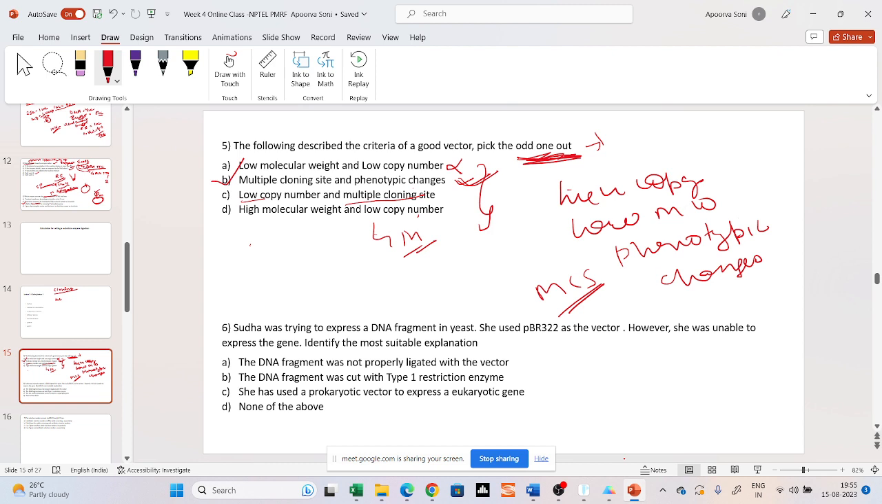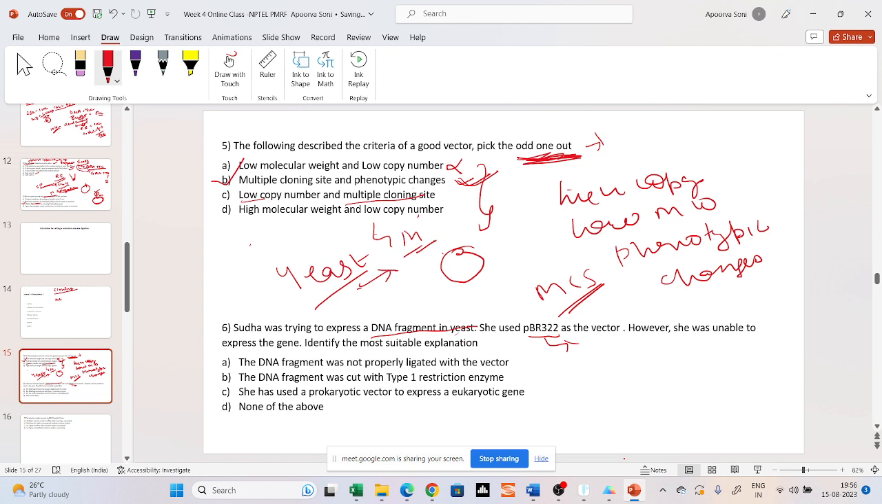She has to clone a DNA fragment in yeast. But she has used pBR322, which is a bacterial plasmid. So basically, the gene is from yeast, from a eukaryote, and she's trying to express it in a prokaryotic vector. So is it possible? No, because for a eukaryotic gene you need a eukaryotic vector.